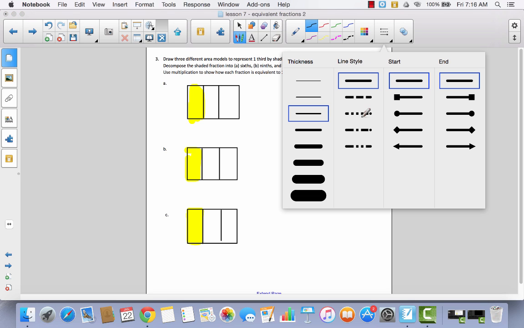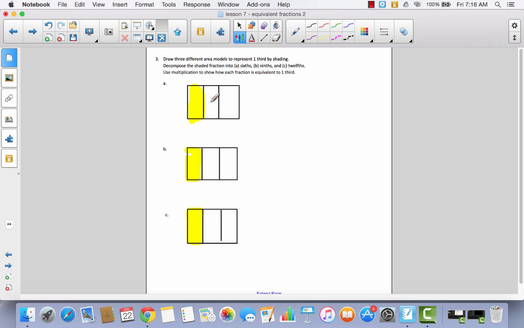So we're going to have to come back up here and let's take a look at this. So I have to divide or decompose the first one into 6ths. So that means I'm going to go from 1 out of 3 to 2 out of 6. So I'm just going to draw 1 horizontal line here. And then for B, it says to make this one into 9ths. So if I'm going to go from 1 out of 3 to 3 out of 9, I've got to decompose this into 3 parts.